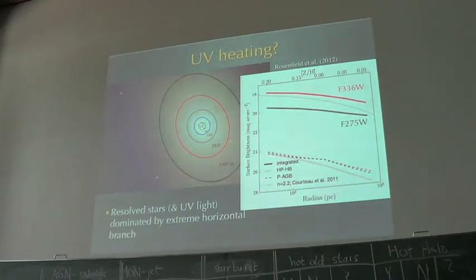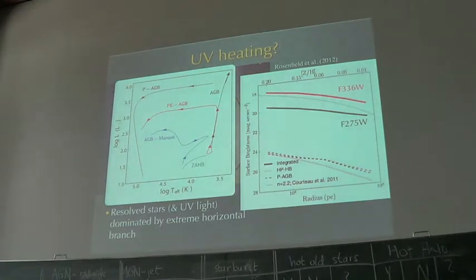The post-AGB stars contribute significantly, but so do these extreme horizontal branch stars. Because the post-AGB stars are much more luminous, in terms of numbers, the extreme horizontal branch stars dominate. And in fact, they probably make up most of the light that we're unresolving within these objects. So we have significant UV light, nowhere near what you'd get from star formation, but hard, and maybe causing the ionization of the gas.